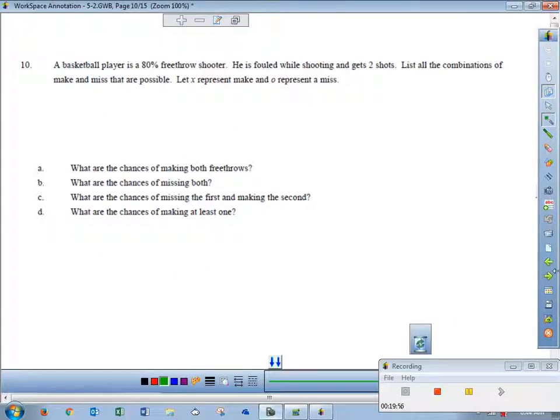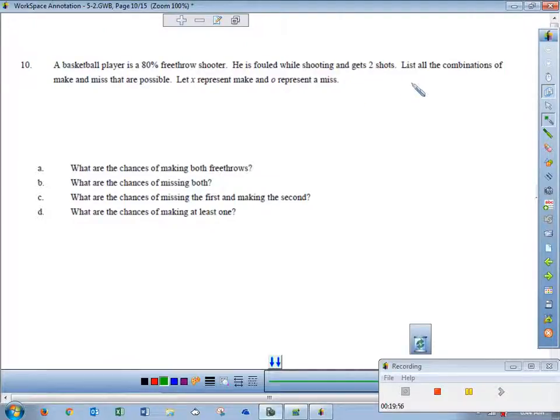All right, now a basketball player is an 80% free throw shooter. He's fouled while shooting and gets 2 shots. List all the combinations of make and miss that are possible. We're going to let X stand for make and O represent a miss. So first thing is I'd like to figure out how many possible combinations there are.